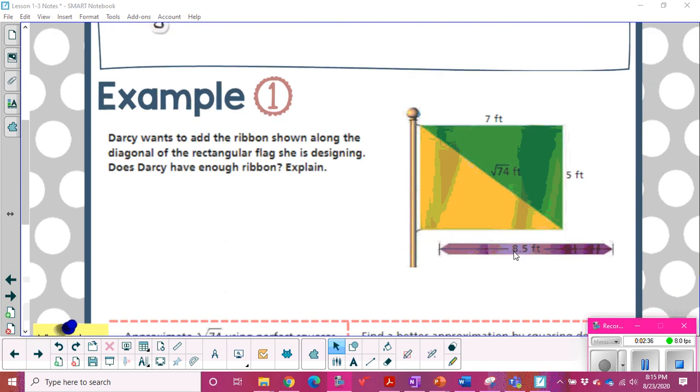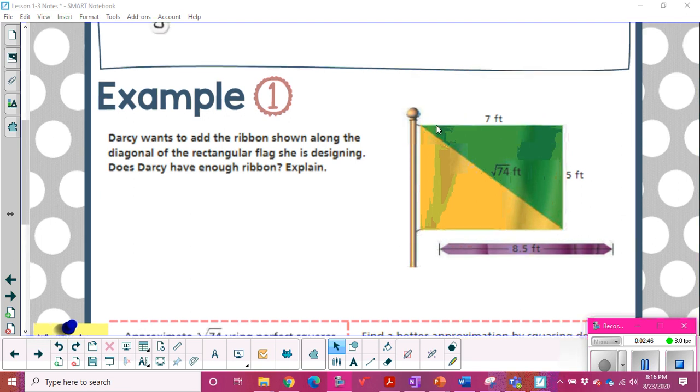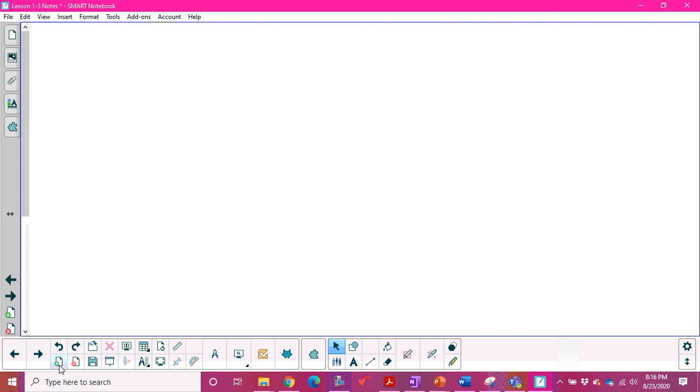Let's look at example 1. Darcy wants to add the ribbon shown along the diagonal of the rectangular flag she is designing. Does Darcy have enough ribbon? Explain. Okay, well here's her diagonal right here, and it is the square root of 74. I want to take a moment and pause and talk about some different square roots, so let's talk about the ones that we know.